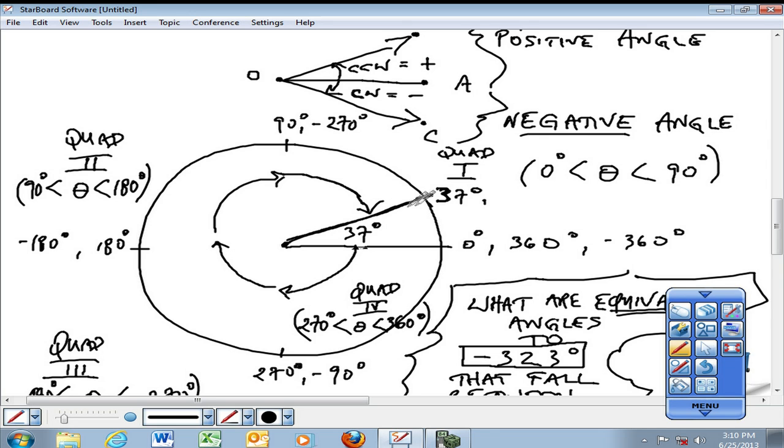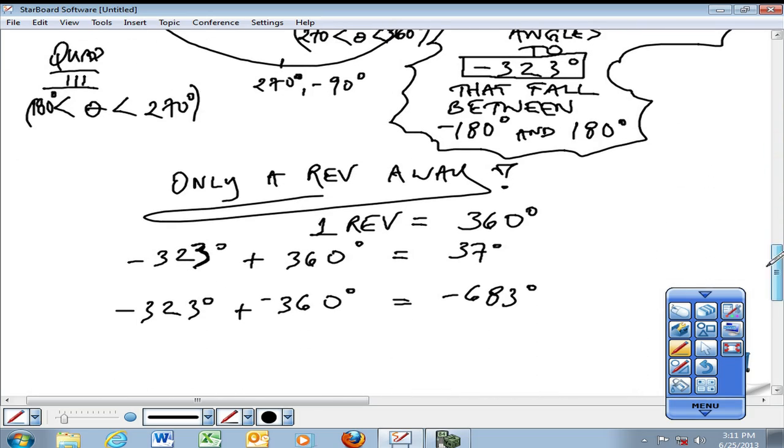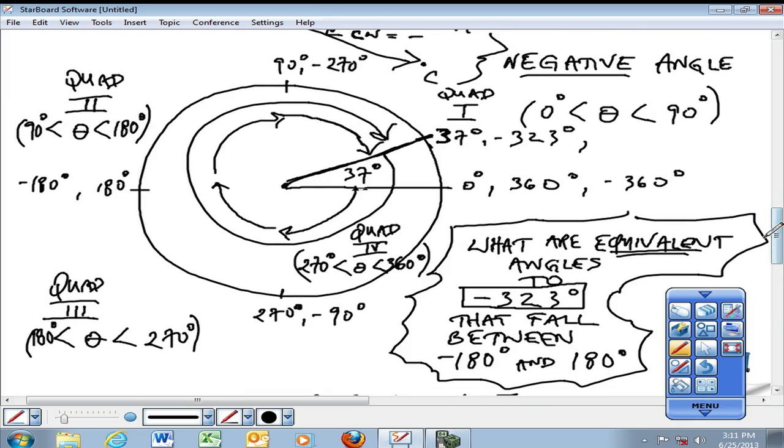So here we are, this is also negative, what was given, negative 323 degrees. If we go 1 revolution, but in the clockwise direction, you're going to simply add on another 360, of course negative, because you're going clockwise. So that's equivalent to negative 683 degrees.